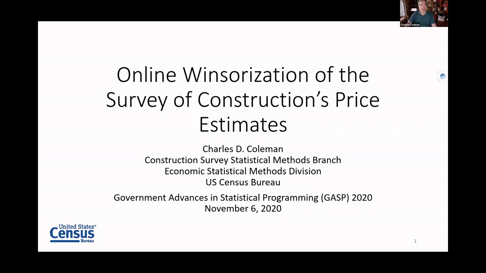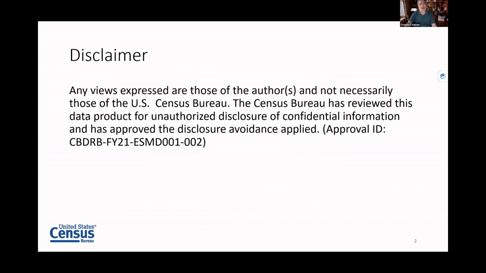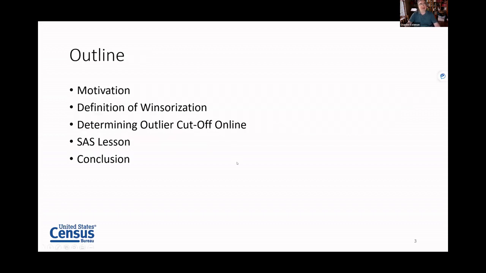Next slide, please. I have to give the standard disclaimer. These are my views and not those of the Census Bureau, and it's been screened for disclosure avoidance. Next slide, please. So I'll start by motivating this work. I'll define Windsorization, I'll determine the outlier, I'll show how to determine the outlier cutoff online, derive a SAS lesson, and wrap it all up.